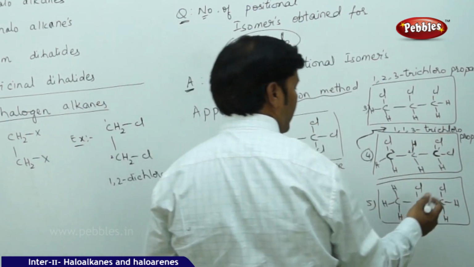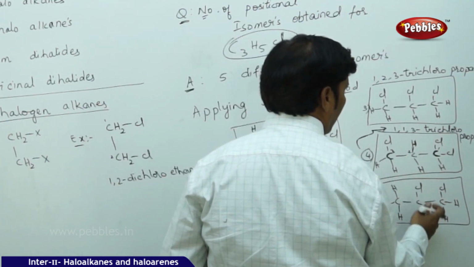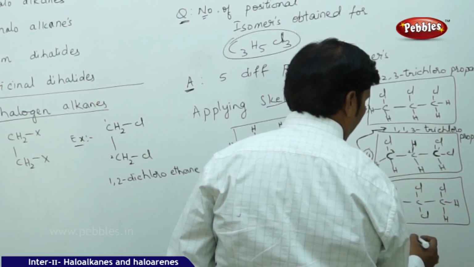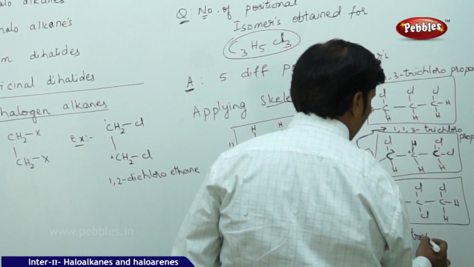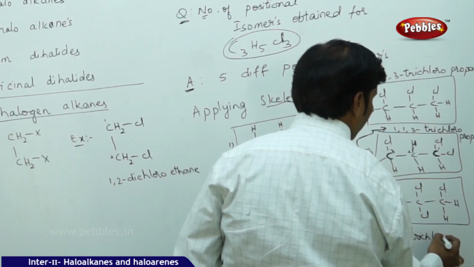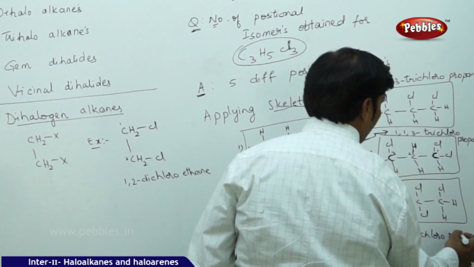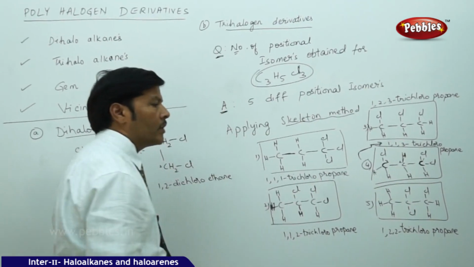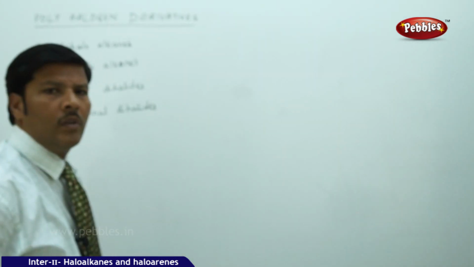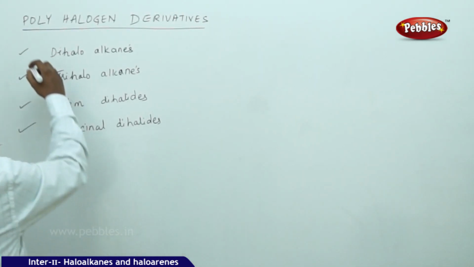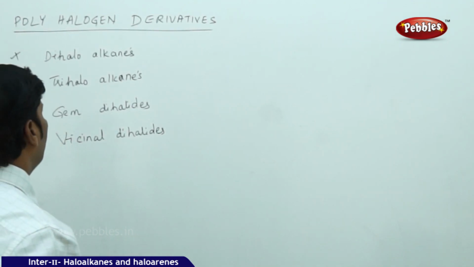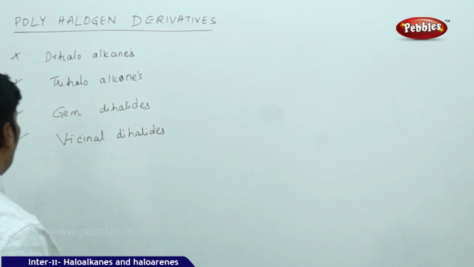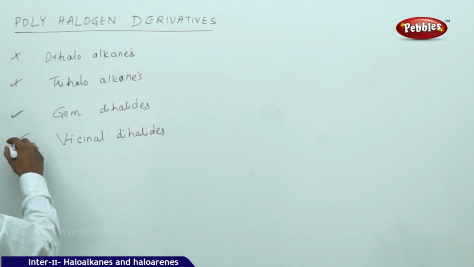Last case, we can see the middle carbon has 2 chloro groups and the first carbon has 1 chloro group. So 1,2,2-trichloropropane is the IUPAC name for this given compound. The next part of the discussion: we have completed the examples for dihaloalkanes or dihalides, and trihaloalkanes also. Now we'll go for the gem dihalides and vicinal dihalides.